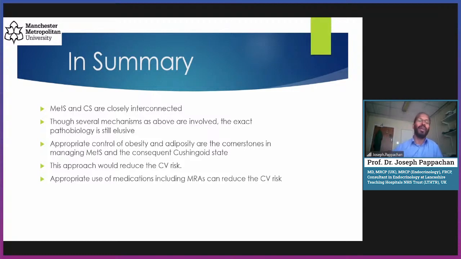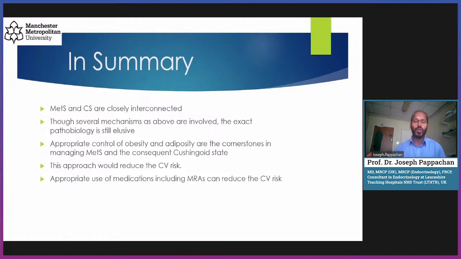in a nutshell. So in summary, metabolic syndrome and Cushing syndrome are closely interconnected. Though there are several mechanisms mentioned previously, the exact pathobiological aspects of this new entity are still elusive. Appropriate control of obesity and adiposity by medical therapy, lifestyle changes, or bariatric surgery are the cornerstones of managing metabolic syndrome, especially if there is significant comorbidity, and it can improve the Cushingoid state.